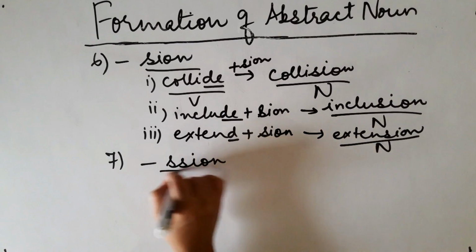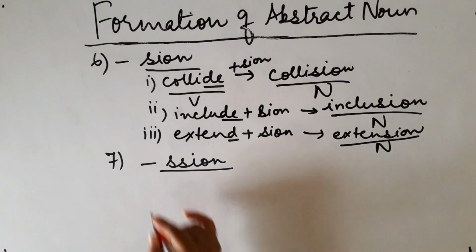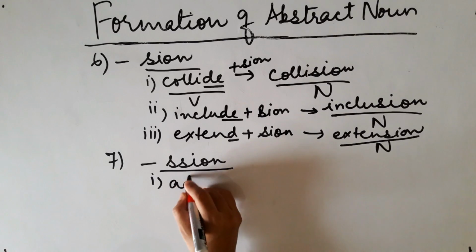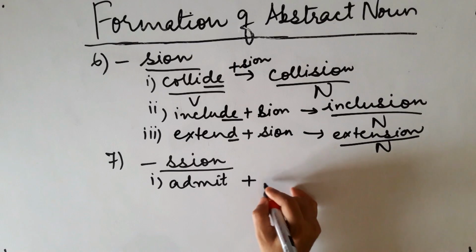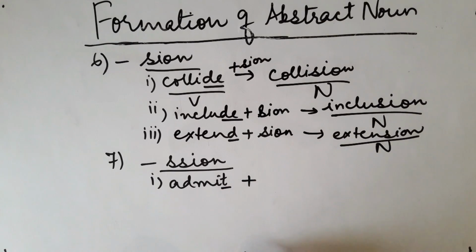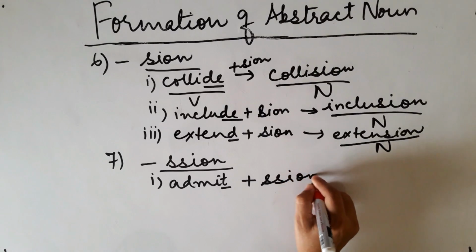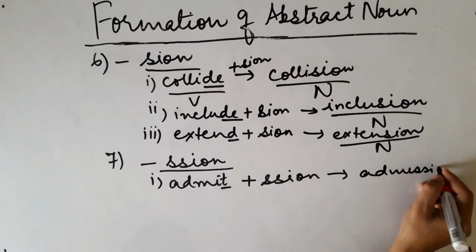So to the verbs we will add double s-i-o-n, and it becomes a noun. But again the same thing, here we replace one or two letters which are not required in the noun. Like the word admit, we have to replace t and then add double s-i-o-n. It becomes admission, which is a noun.